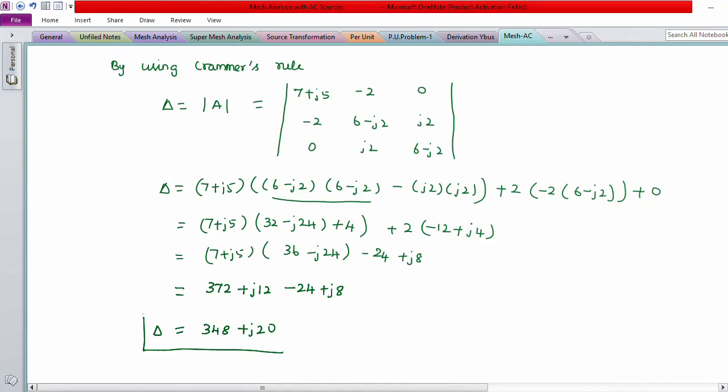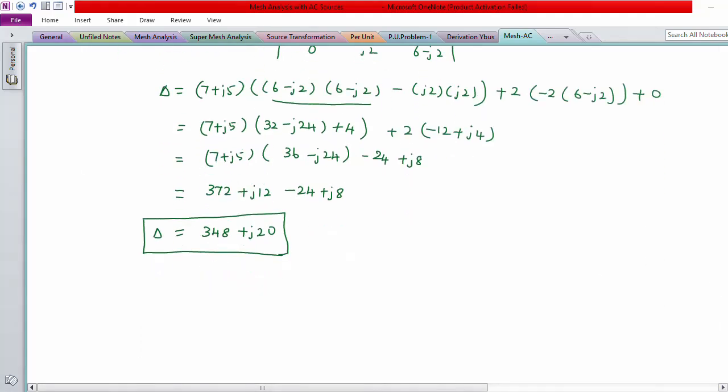Now either we can use this delta value in rectangular form, or we can convert it into polar form. When we go for division, the conversion from rectangular form to polar form will be very easy. So we convert this rectangular form of the delta value into polar form, and we will get 348.57 at an angle 3.289. So this is the polar form representation of delta.